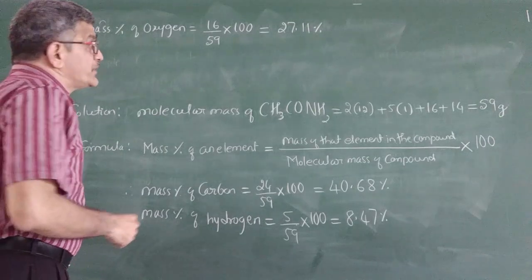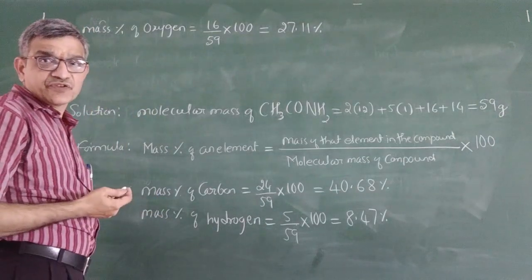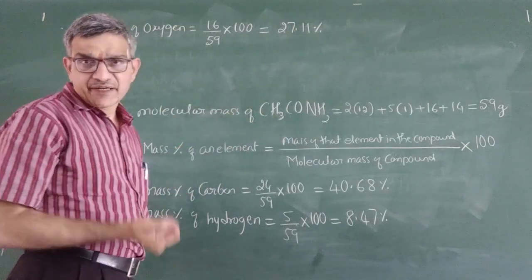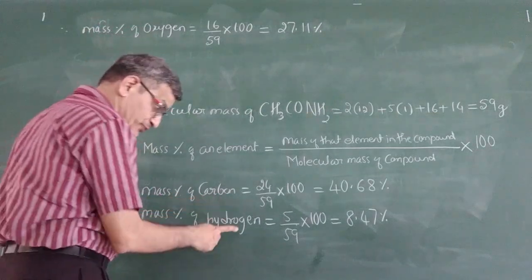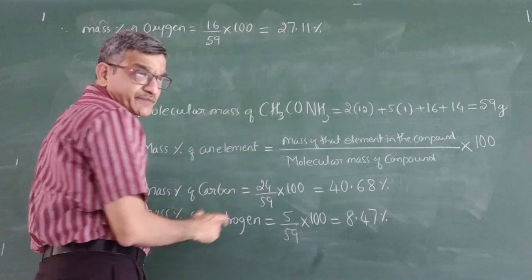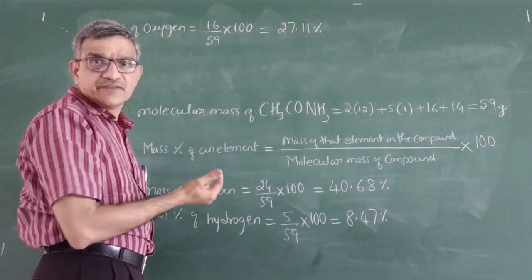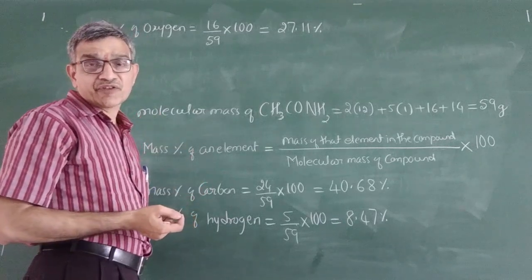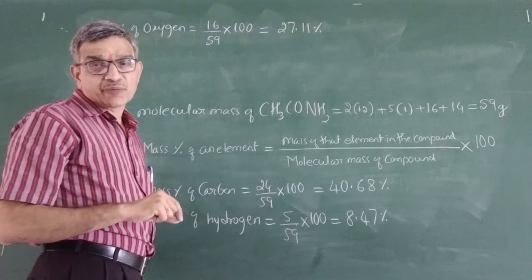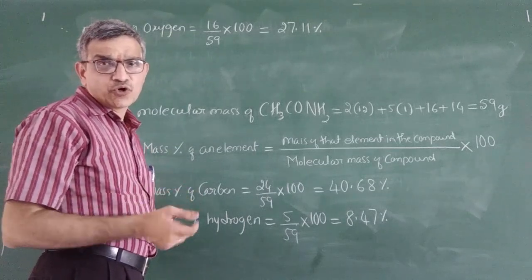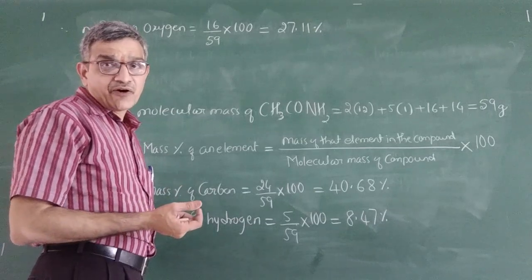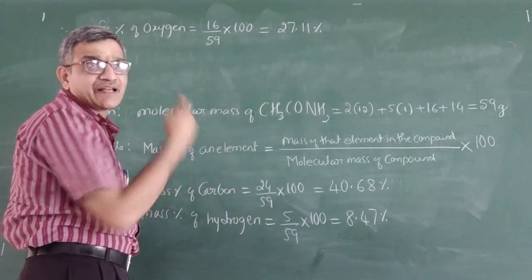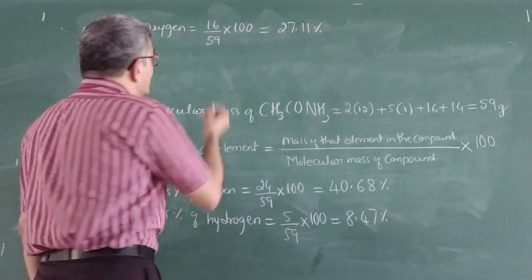Now, in the same way you can calculate the nitrogen also. Or one more method: the total percentage should come to 100. We got the percentage of carbon, hydrogen and oxygen. You have to add these three and take 100 minus this. That gives you the nitrogen percentage. Because in further numerical problems on calculation of empirical formula and molecular formula, they give rest is oxygen, rest is chlorine, rest is nitrogen. Then you have to add up all these elements' percentages and take 100 minus that. So I will go for that method.